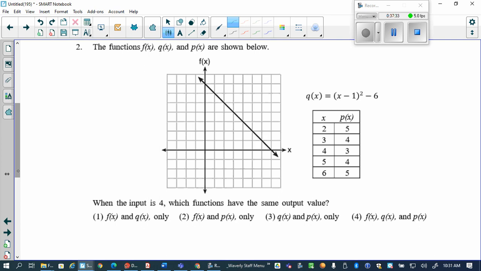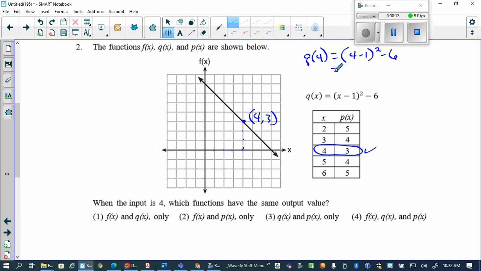So how are we gonna do this? F of x and p of x, because if you go to the x, let's go out to 1, 2, 3, 4, right? Input of 4, and you go up to hit the graph at what? It's f of x, at 4, 3. And over here, input of 4, output of 3, so there. But what about q of x? We gotta do the extra work. Yeah, what's the big deal? So let's put a 4 in for q of x. So q of 4 would be 4 minus 1 squared minus 6.